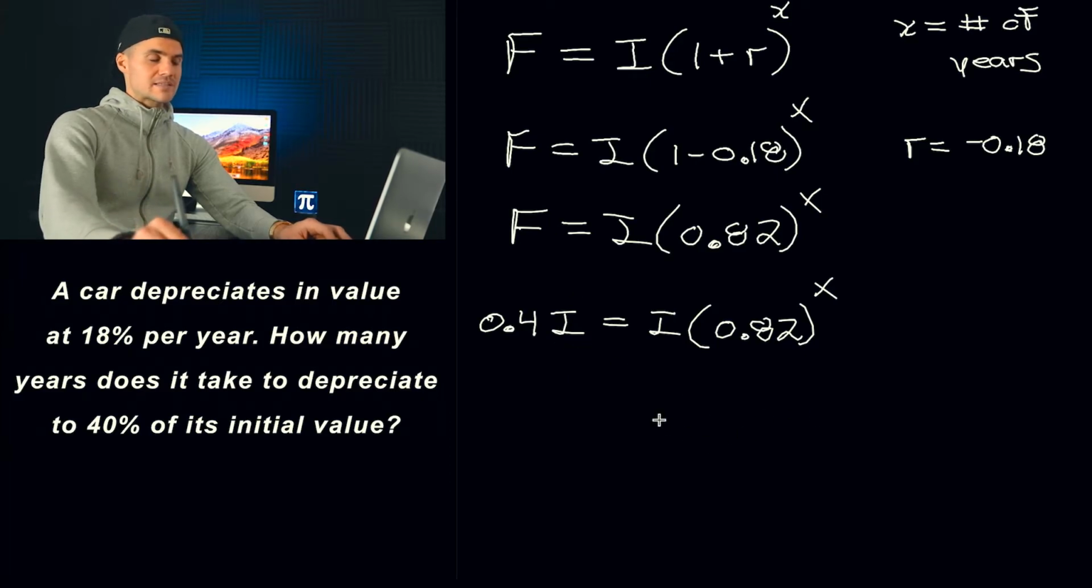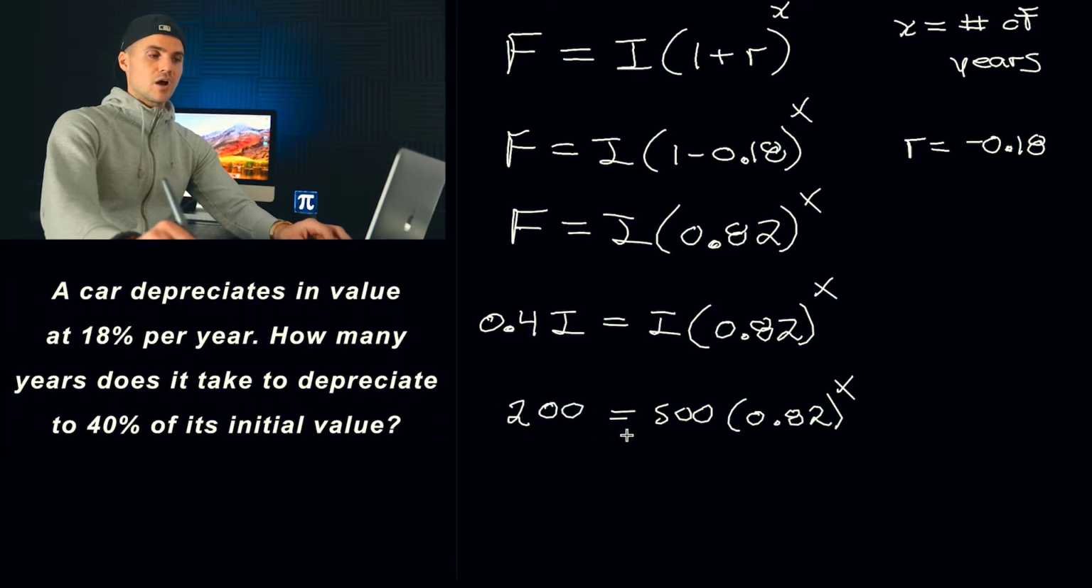So for example, let's say that our initial amount was 500, like that, right? And we had 0.82 to the power of x. Well, what's 40% of 500? It's 200. So if we plugged in 200 here, right? So if we were to solve for x now, when we divide both sides by 500, notice 200 divided by 500, it would end up being 0.4. So it doesn't matter what that initial amount is. All that matters is the proportions.